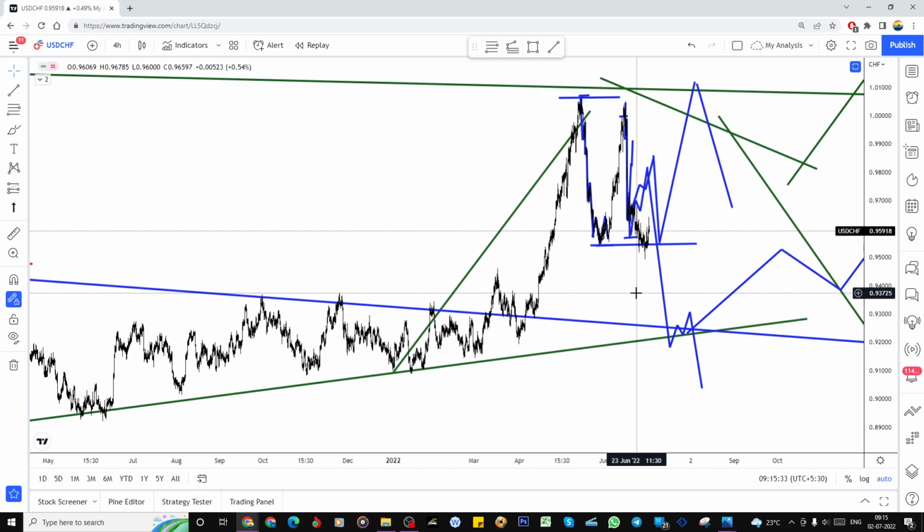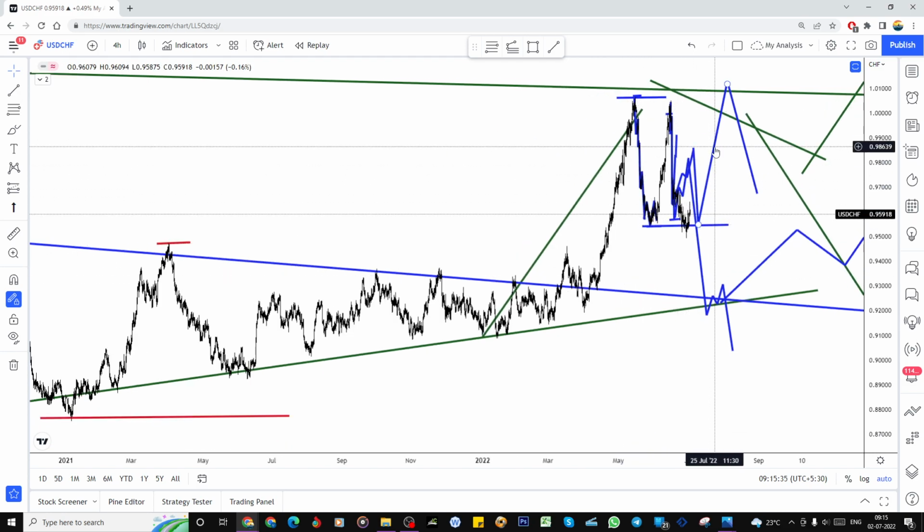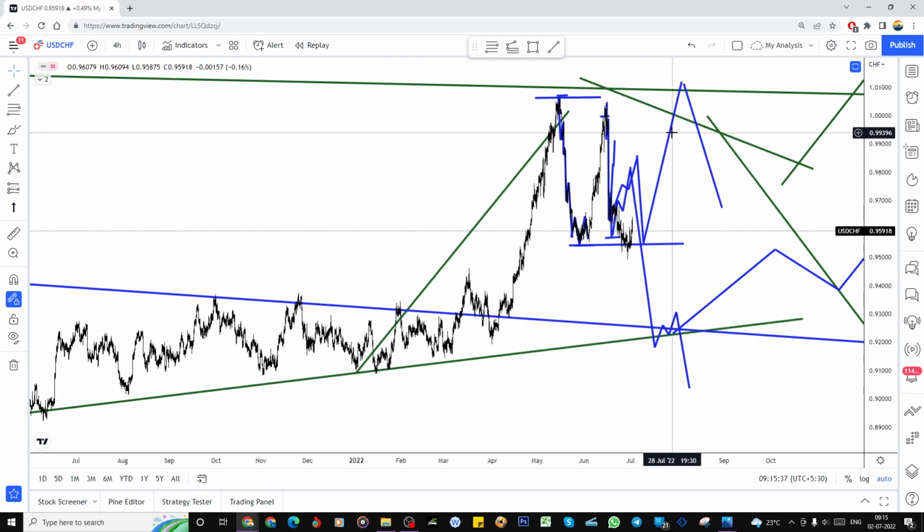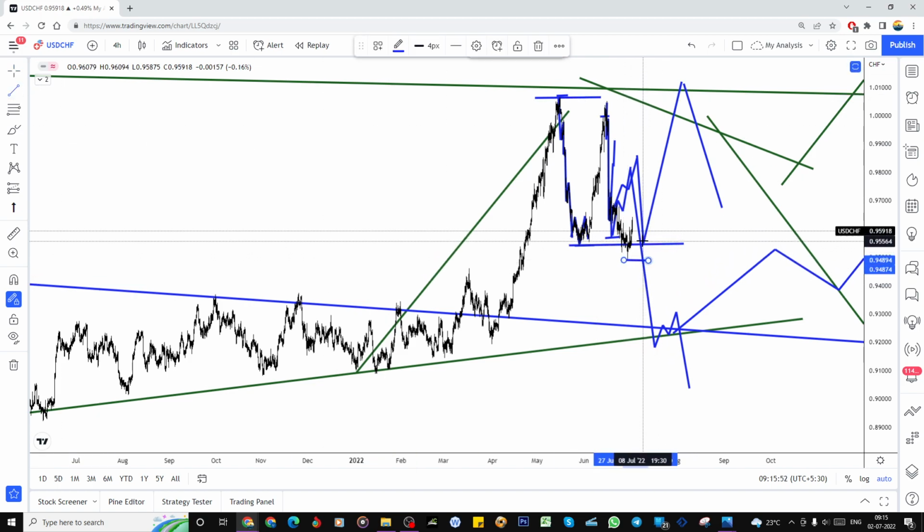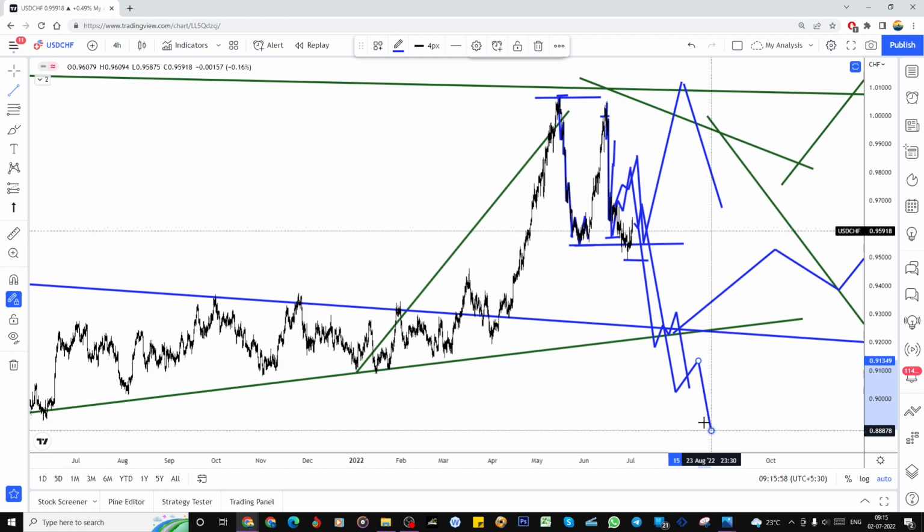So wait for this three-wave structure again to reach this zone. If it is a flat correction, again it will reach the 99 zone, making this as a stop loss. You can get ready for that short. If you are placing the stop loss here, and if you are buying, I'm not so sure what it will do, and it may do like this also, and then this is a B and C.